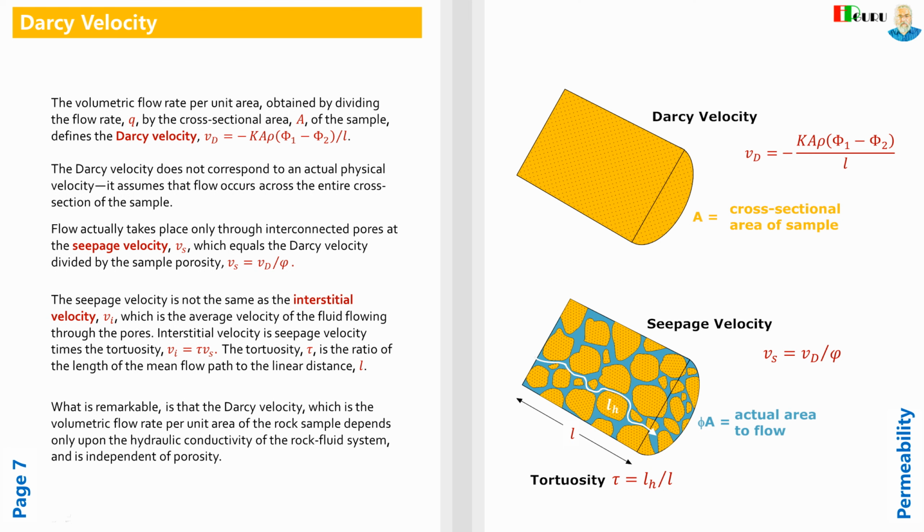What is remarkable is that the Darcy velocity, which is the volumetric flow rate per unit area of the rock sample, depends only upon the hydraulic conductivity of the rock fluid system and is independent of porosity.